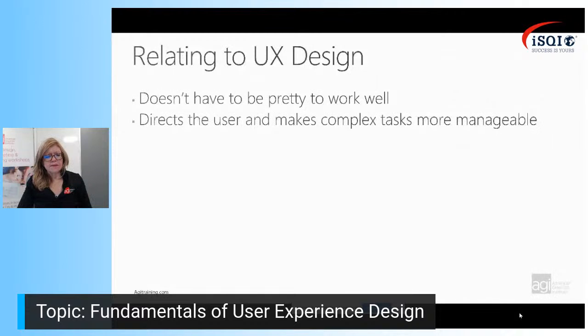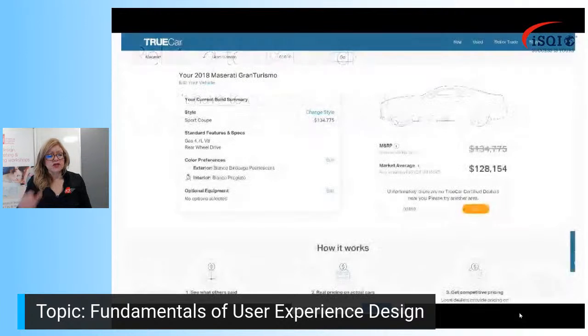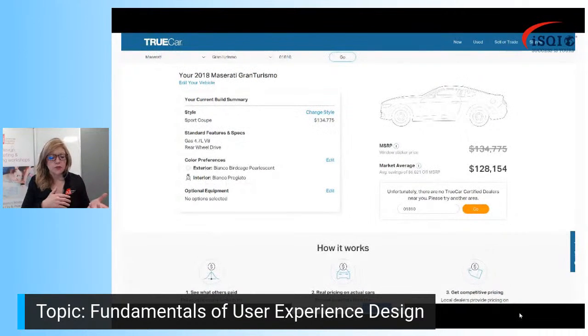Directs the user, makes complex tasks more manageable. So if you're doing something that is complicated, you need to break it down into steps to make it easier for people to understand. You might have things like they have at the bottom of the screen: how it works, see what other people pay, real pricing on actual cars, get competitive pricing. You might have to digest things down into simple, really easy steps for people in order to make it easy for them to follow a process.